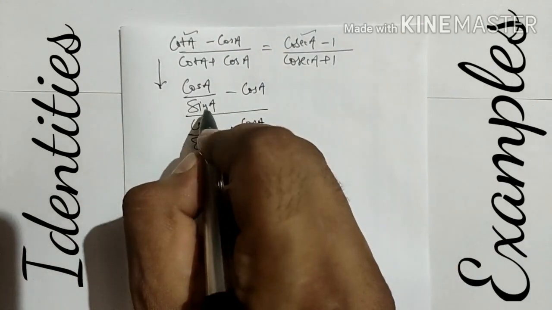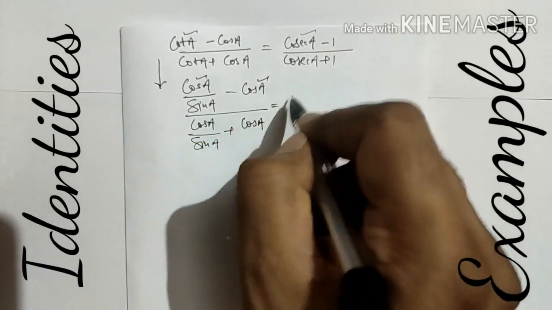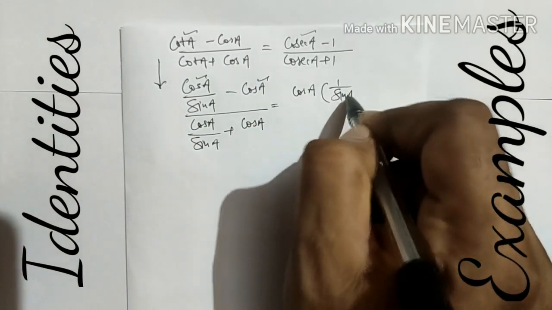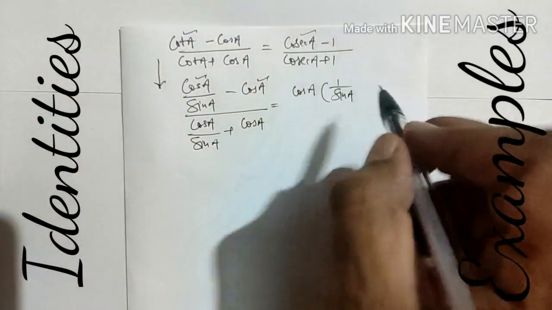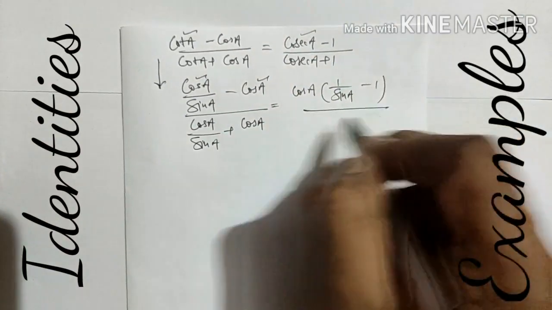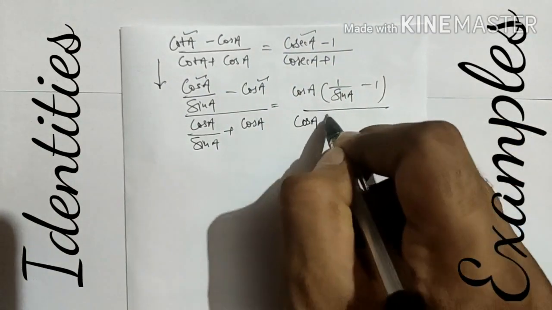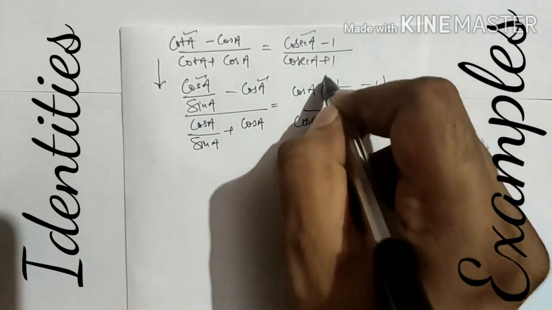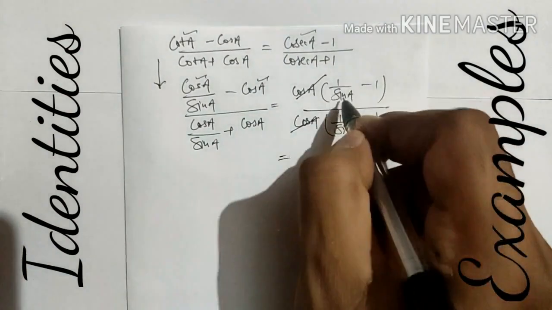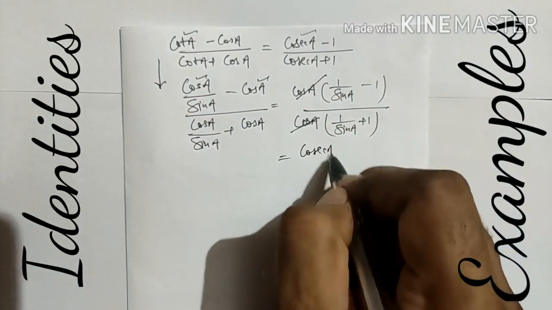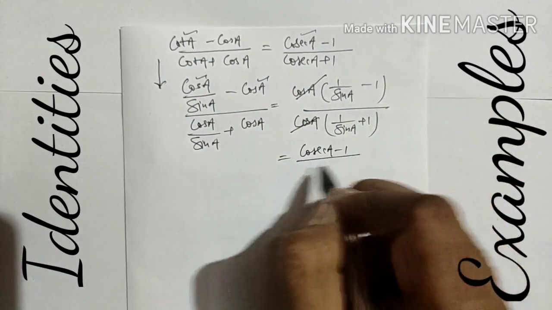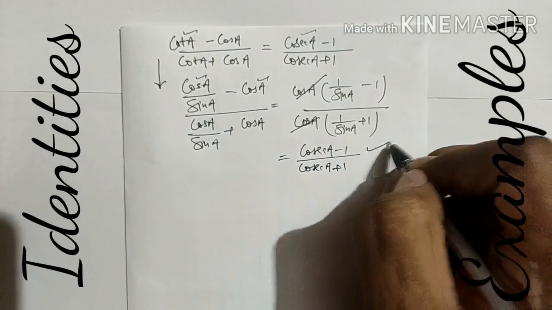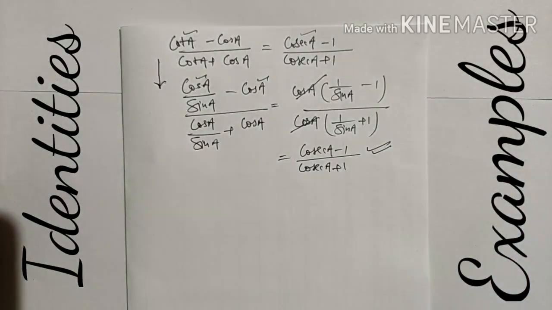We need only 1 by sine A. So taking cos A common from numerator, we get 1 by sine A, which is reciprocal of sine, becomes cosecant A minus 1. Same, cos A common from denominator, 1 by sine A plus 1. This value cancels out. 1 by sine A becomes cosecant A minus 1. 1 by sine A becomes cosecant A plus 1. So this proves our right hand side.